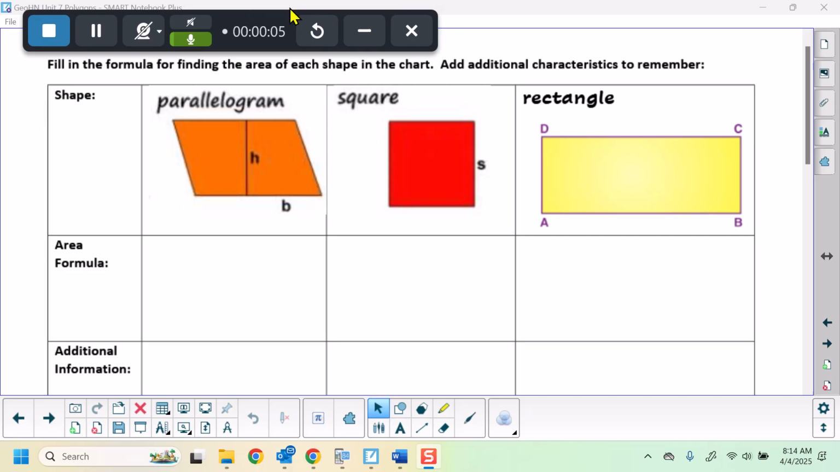Everything you know about these different shapes. So it says fill in the formula for finding the area and the shape of the chart and add additional information to remember. So it's crazy in mathematics. We try to find the balance between how much do I need to have living in my brain permanently, how much is just renting space while I need it and then vacating during the other areas of my life, and what do I not need to hold on to because I can always go look it up.